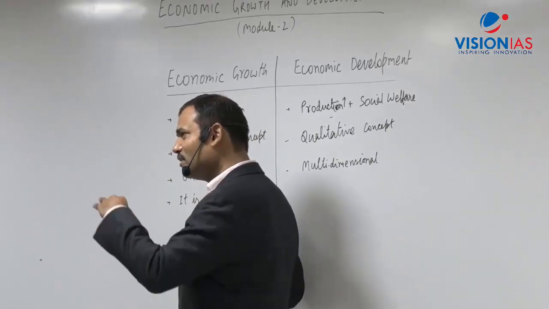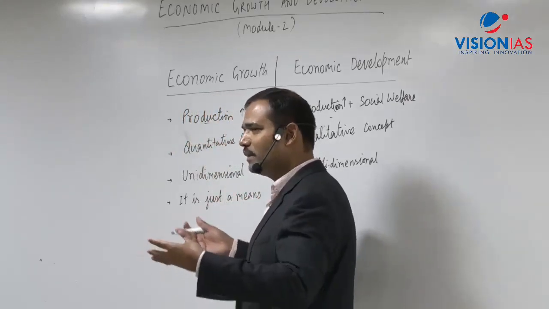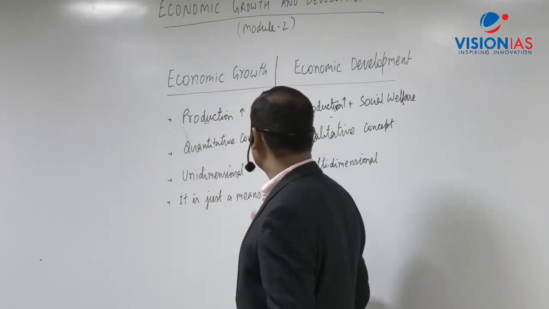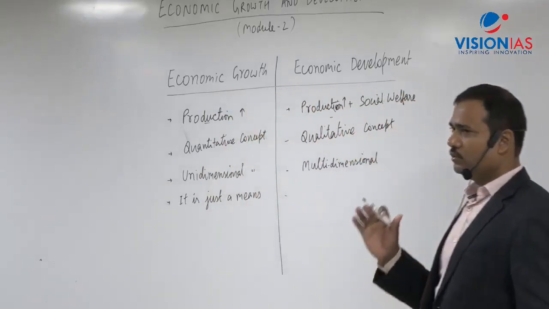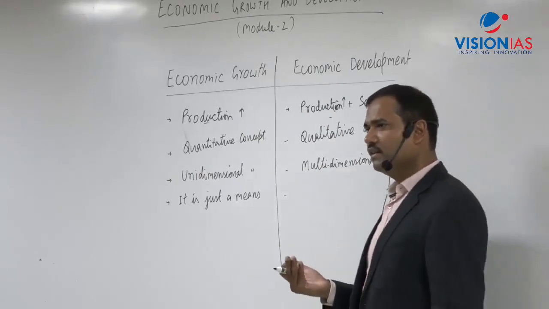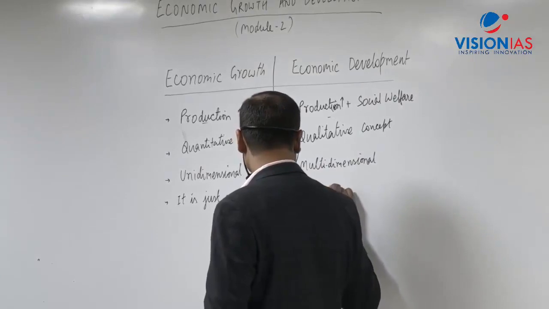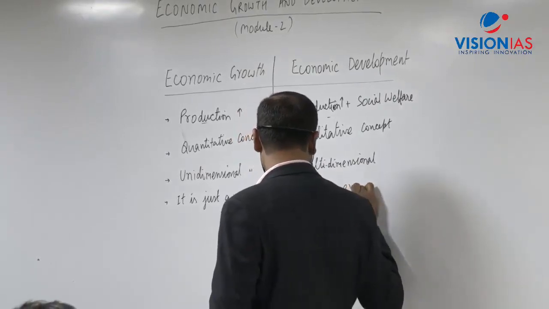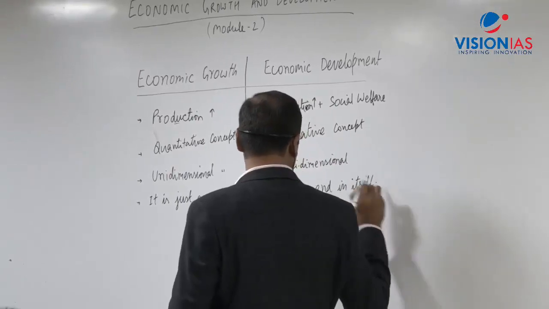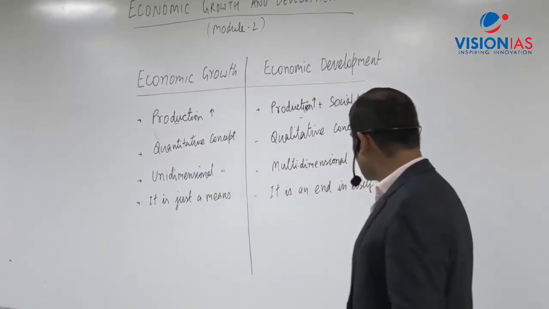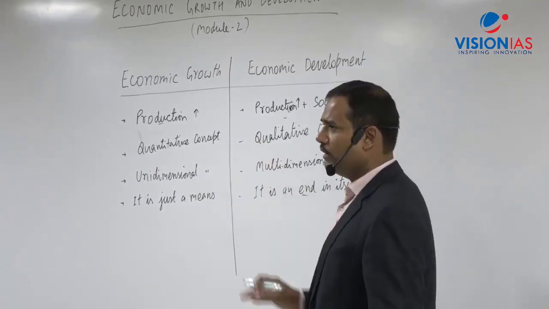The ultimate objective is to enhance the well-being of people. Because well-being will increase when you get more goods and services, your basic amenities will be fulfilled, then well-being will increase. Can we say this can be an ultimate objective? An objective in itself, an end in itself? Yes, it is an end in itself. So it is an end, meaning an objective. It may be the ultimate objective, to enhance the well-being of people.